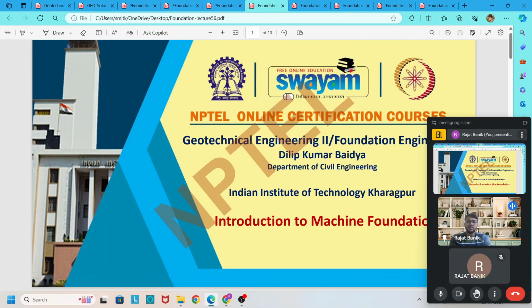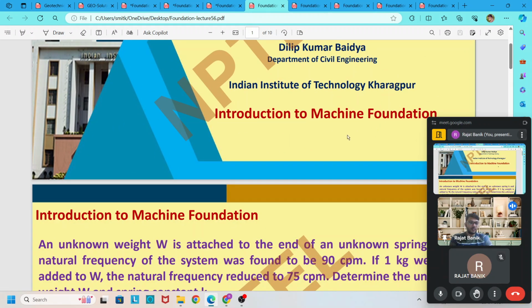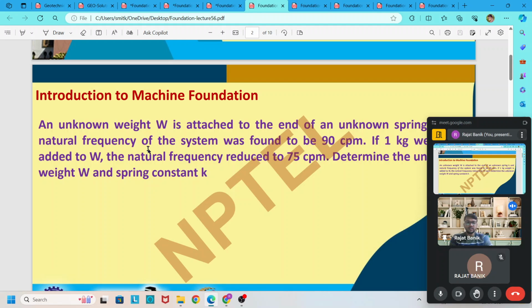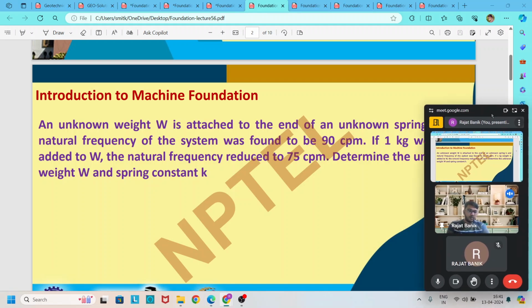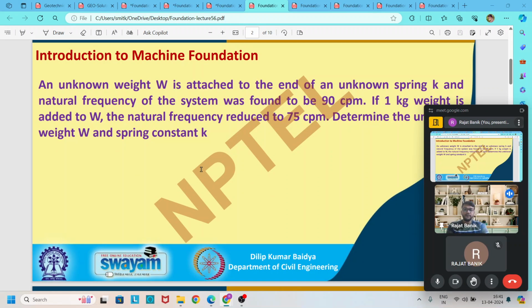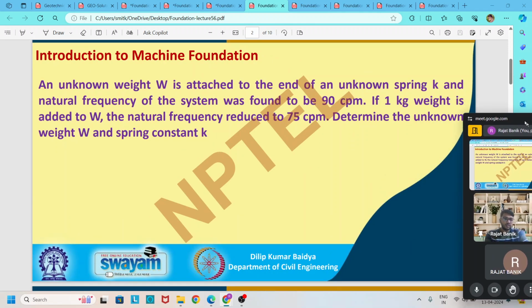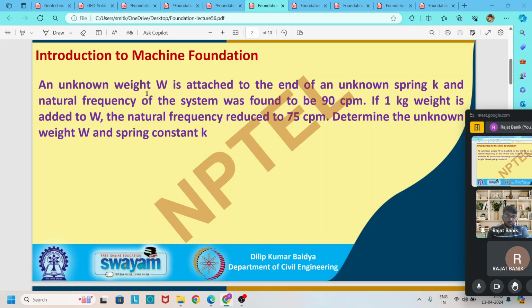So now we start today's lecture, today's session, and this lecture mostly belongs to numerical problems. We will try to solve these problems one by one. It is a very simple problem. For solving this numerical, we need the concept of the previous class, which I will quickly discuss now.